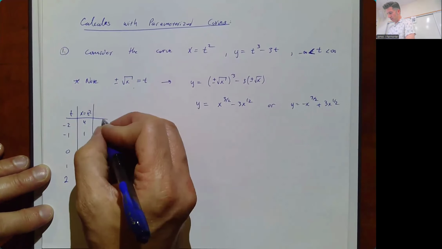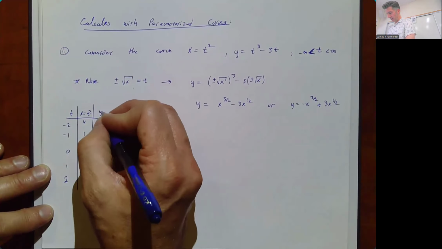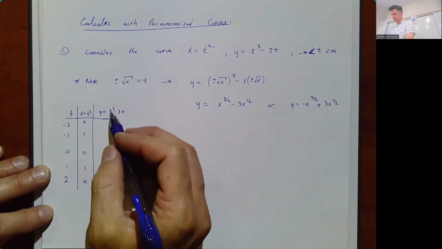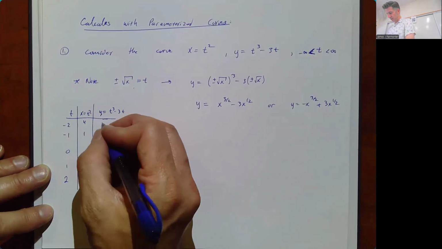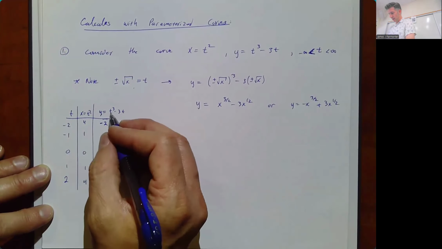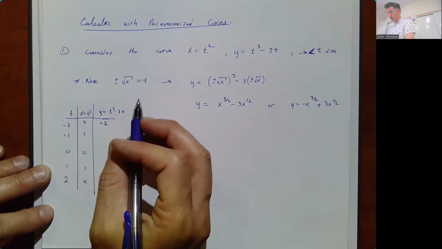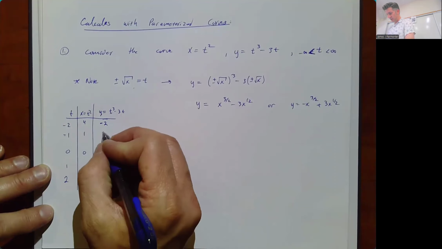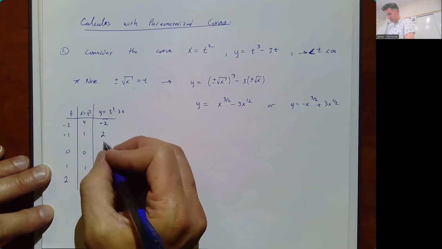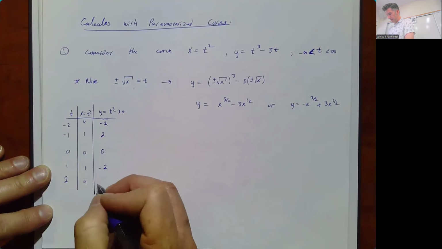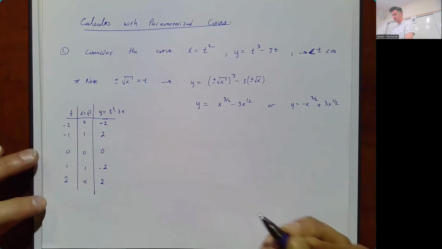The y values we have to do a little bit more thinking for. Y is going to be t cubed minus 3t. So here we're going to get -8 plus 6, which is -2. And then 1 minus 3, which is still -1, apologies. -1 plus 3, which is +2. 0 minus 0, which is 0. 1 minus 3, which is -2. And 8 minus 6, which is +2.